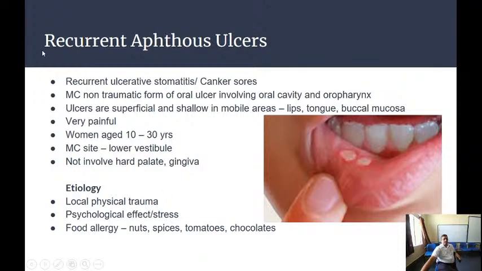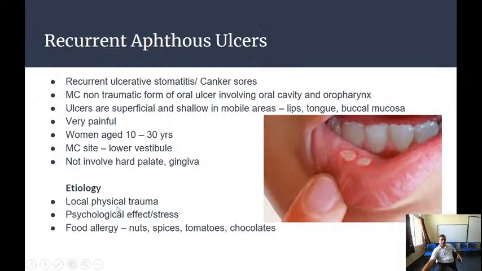Apart from the herpes simplex virus, you have aphthous ulcers, which are quite commonly encountered or seen by the clinician, wherein there is a superficial ulcer which is painful. Ulcers are superficial and very painful, and they are present mostly in the oral cavity, the vestibule, on the gingiva, and the cheeks.